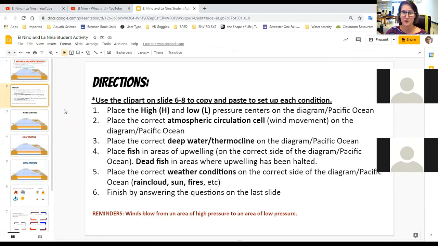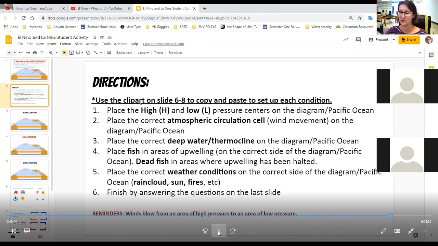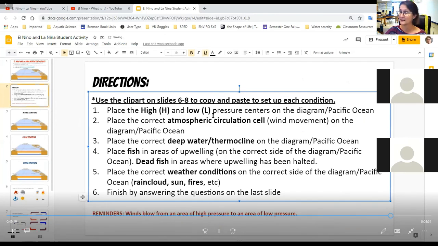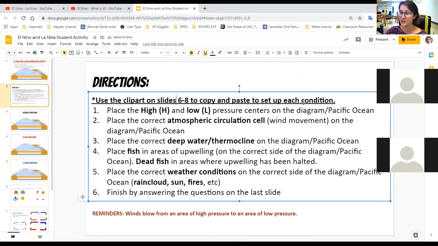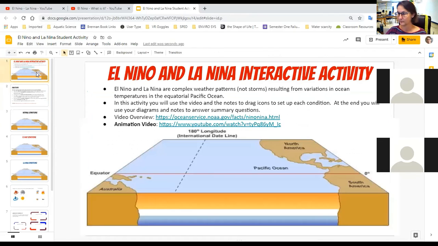Does it make sense? You guys are the guinea pigs. All right. So at the beginning, I have the directions. You're going to use the clip art on slides 6 through 8 to copy and paste to set up each condition. Remember, we only have a few more minutes. You're going to do this for tomorrow. This is your assignment for tomorrow. You can get started today, but if you notice, it's due tomorrow. See what you can do.